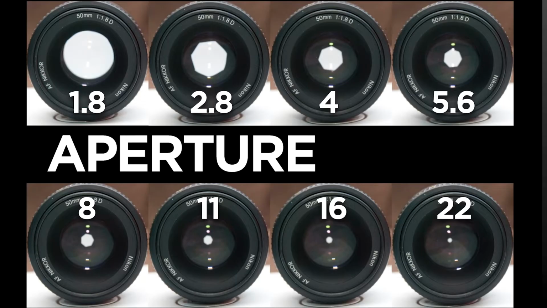Our next exposure control is aperture. That's the size of the opening in your lens. It's given a number. The smaller numbers result in larger openings. Apertures are also called f-stops. That's from the formula, the function, of how that number is derived. That's 1.8, 2.8, or whatever your number is.